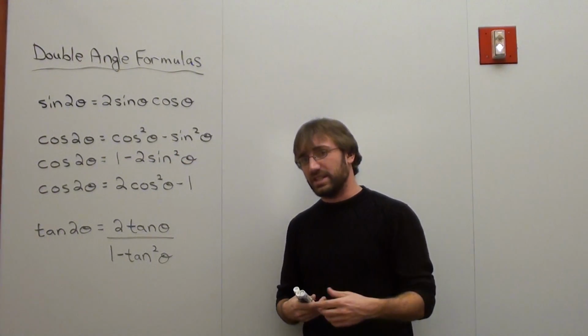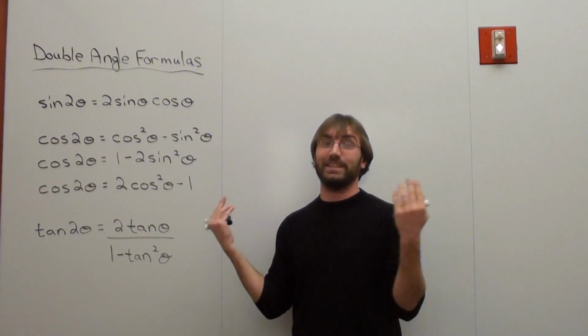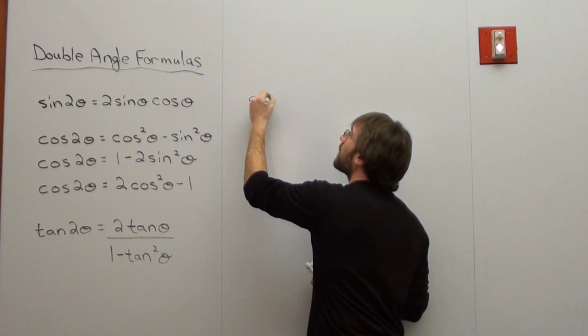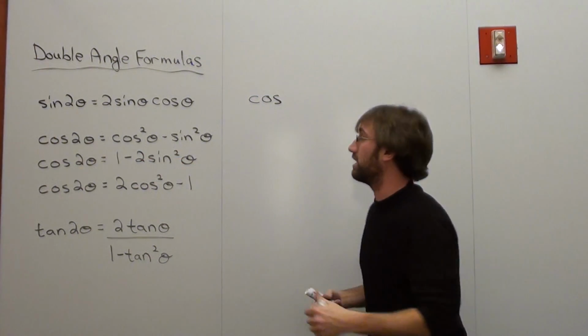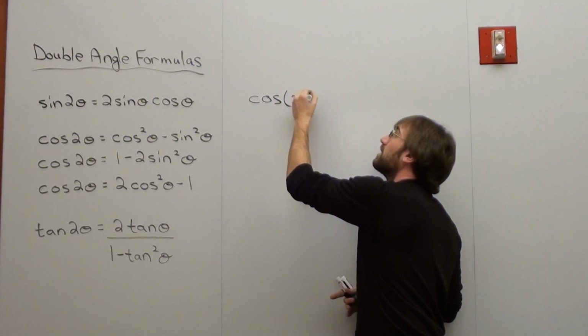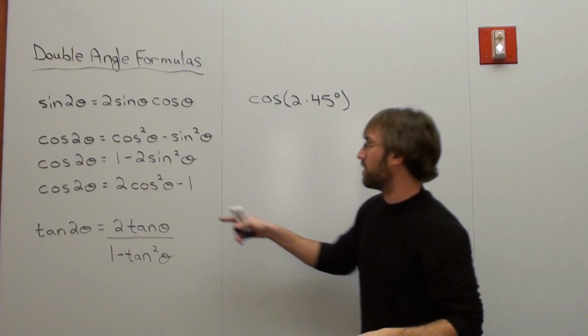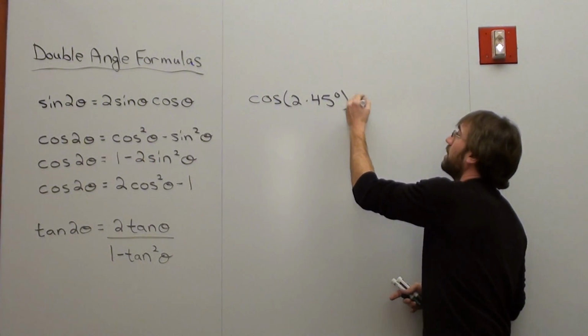And I want to pick something that's easy to do. I want to do the cosine of 90 degrees. But what I'm going to do is say, okay, using this formula, what's the cosine of 90 degrees? Well, it's 2 times 45 degrees. That's going to give me cosine of 90. I'm going to use this one right here, sorry, this one. I'm going to go ahead and plug in what I know.